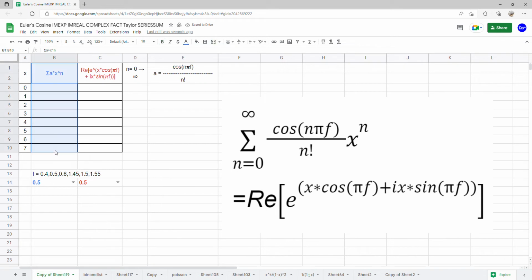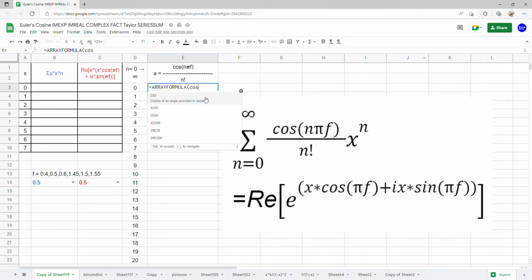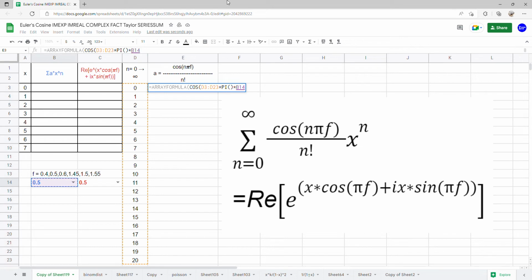We have the SERIESSUM, the expansion, which is the summation of a times x to the power n, where the value of n is from 0 to infinity. 20 is good enough, and the value of a is equal to, array formula, cosine n times pi times f, divided by factorial n. Enter.